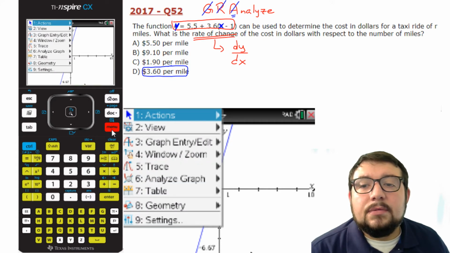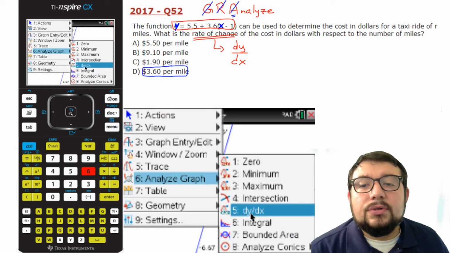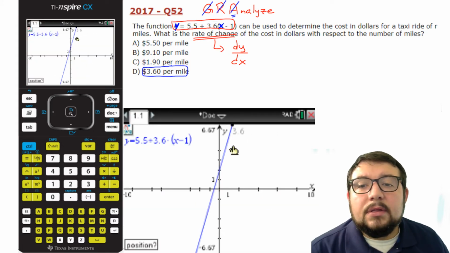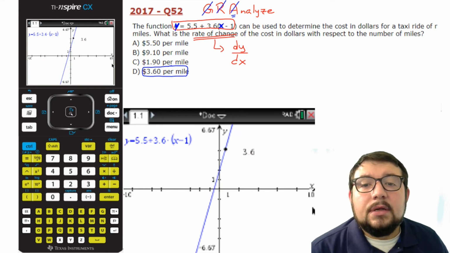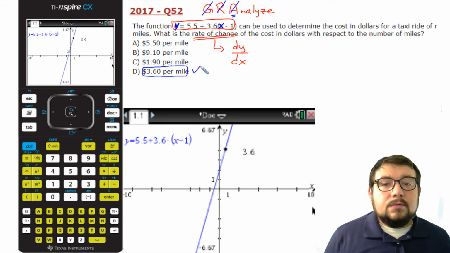Remember, it's menu, number 6, and our keywords told us we want rate of change, so that's how I know I'm going to choose dy dx, number 5. Now I can point the little finger anywhere I want on the graph, so I'll choose right there, and I can click, and it will tell me the slope of this graph is 3.6, which is $3.60 per mile. So once again, that is the correct answer.